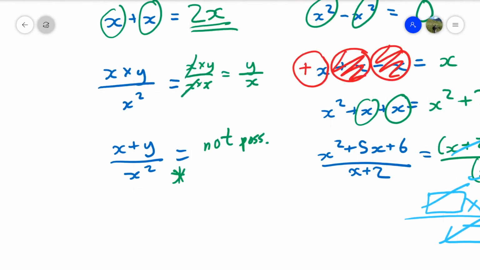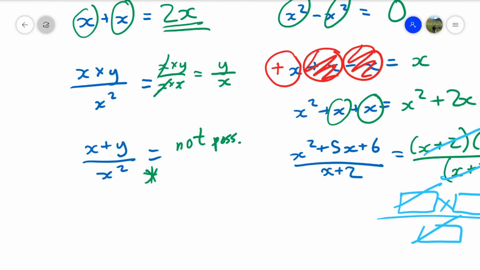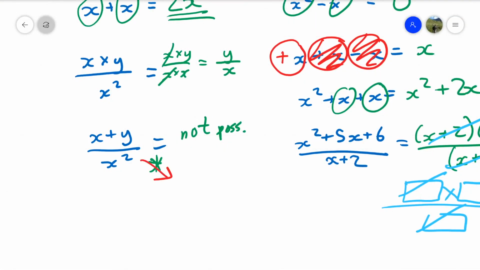I said that I'd come back to here. I just want to address something here. You may have done this. You may have said x over x squared plus y over x squared. Reason being, if you've got one thing in the denominator and more than one thing on the top, you can separate them, which then means you can cancel here and you end up with 1 over x. So you'd have 1 over x plus y over x squared.